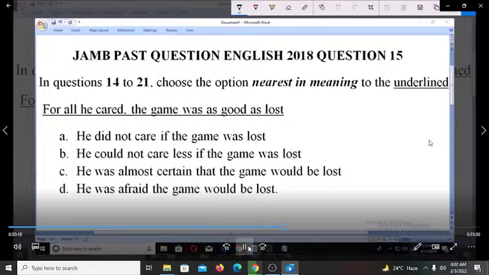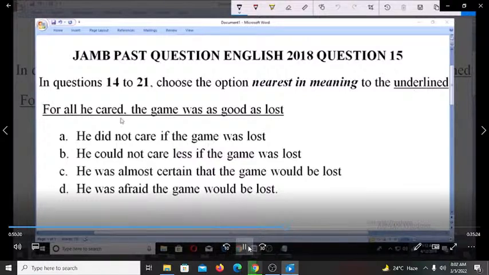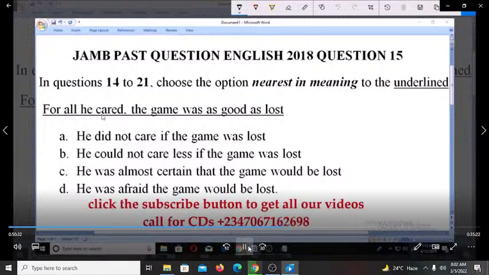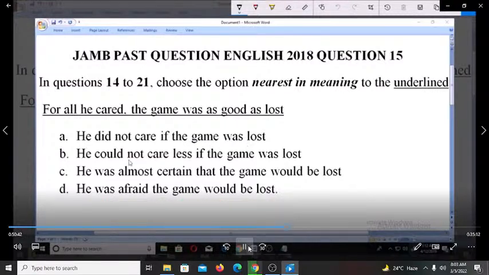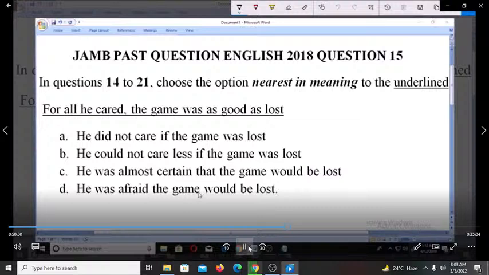Hello, welcome. Let's look at this JAMB past question, English 2018, question number 15. In questions 14 to 21, choose the option nearest the meaning to the underlined. The underlined here is, for all he cared, the game was as good as lost. Options: A, he did not care if the game was lost. B, he could not care less if the game was lost. C, he was almost certain that the game would be lost. D, he was afraid the game would be lost.